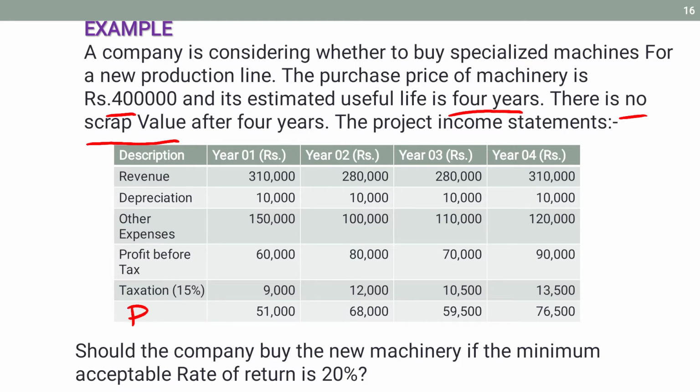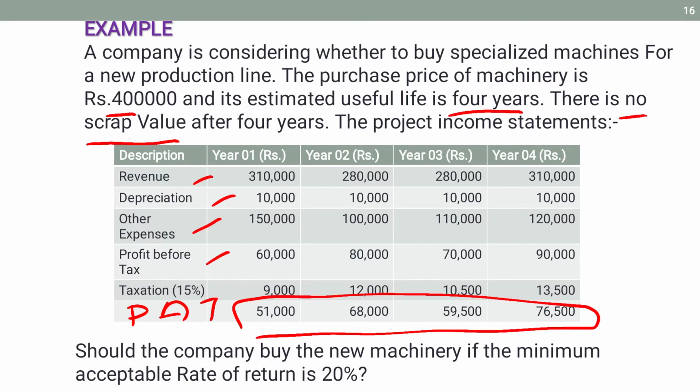You have the profit after tax, right? You have revenue, depreciation, other expenses, profit before tax, profit after tax for year 1, year 2, year 3, year 4. You can find in this line, right? 51,000, 68,000, 59,500, 76,500 respectively. Should the company buy the new machine if the minimum required rate of return is 20? Minimum required rate of return is 20.